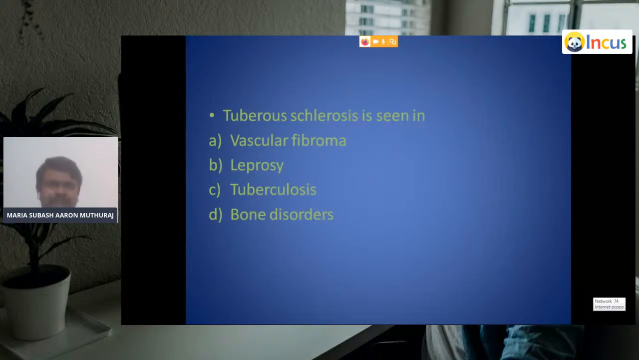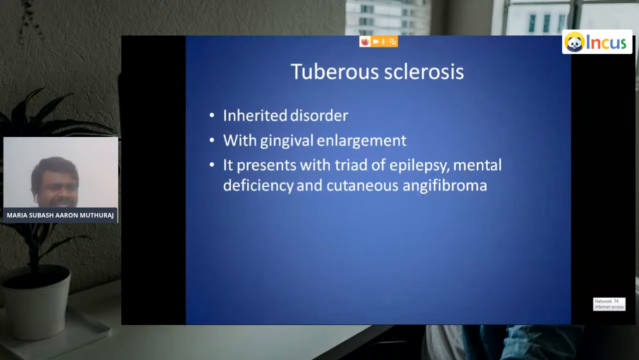Commonly, it presents with the triad of epilepsy, mental deficiency, and cutaneous angiofibromas. Commonly it will be seen with the presence of epilepsy, mental deficiency, and cutaneous vascular fibromas. Therefore, the answer should be vascular fibroma. In this slide, we can discuss tuberous sclerosis.